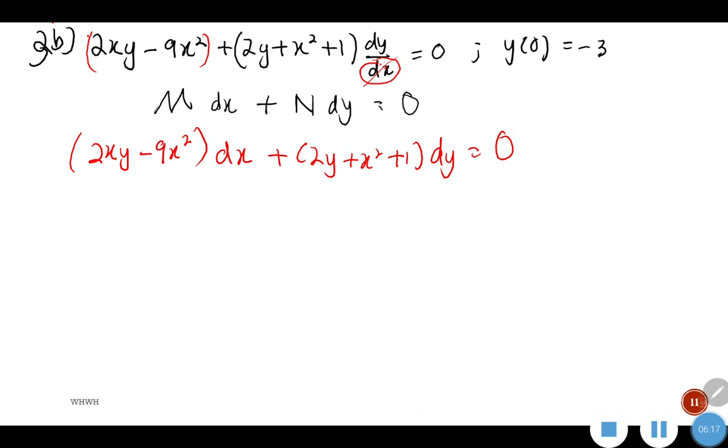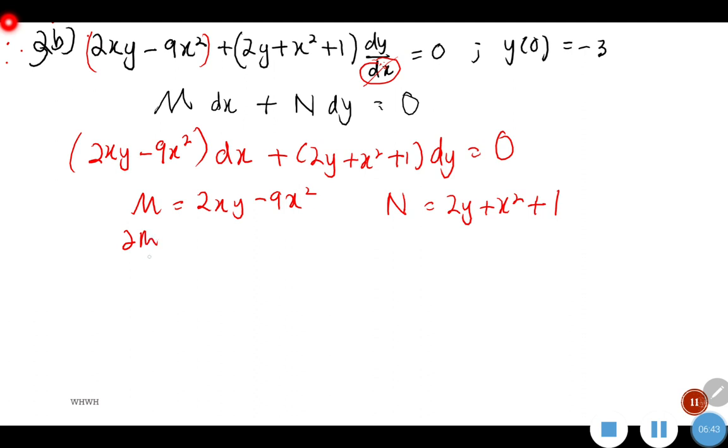So by comparing like this, you know already your M is what? Your M is equals to 2xy minus with 9x square. And your N is 2y plus x square plus 1. Alright. Then, how to do the exactness test? Okay, we do the del M, or the partial derivative del M with respect to x, right?